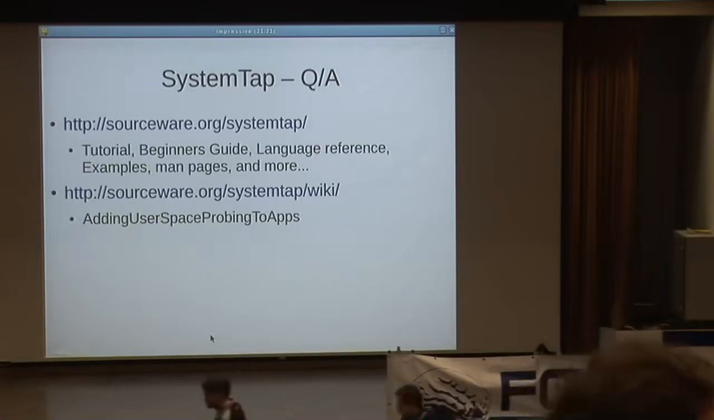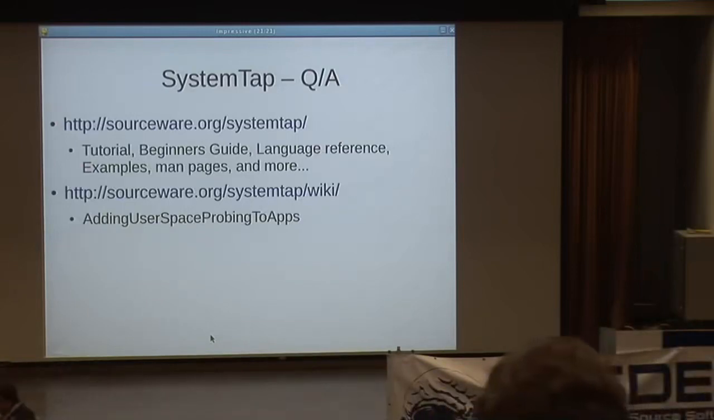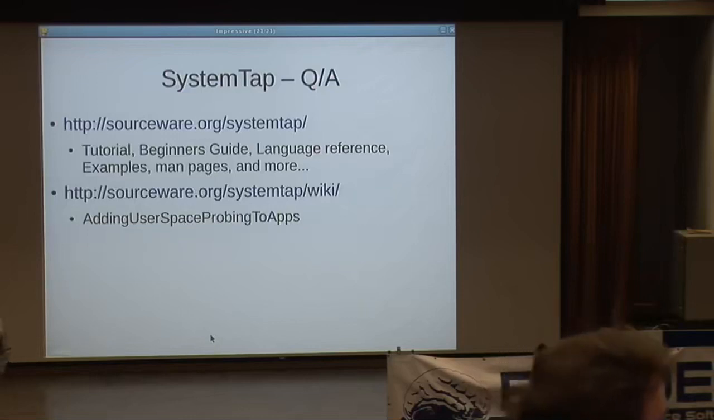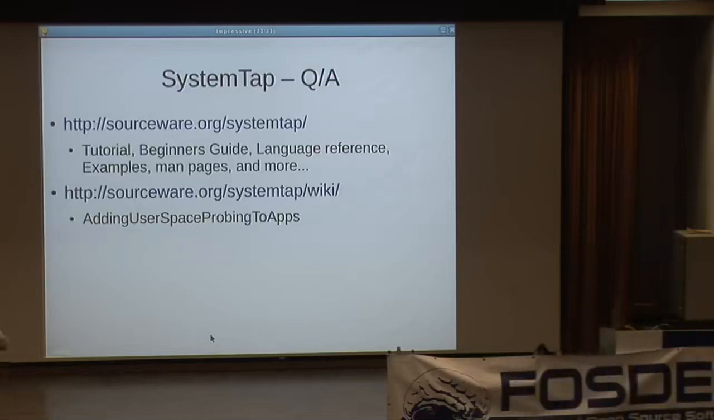How much of the debug info is SystemTap understanding? For example, how can it print a struct? Yes, you can. SystemTap sees the debug info for the struct, and you can actually dereference and get the fields of a struct.